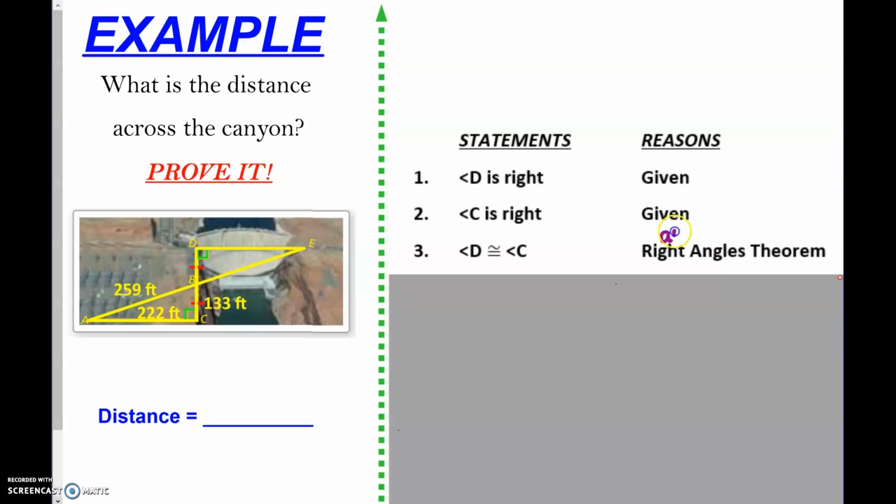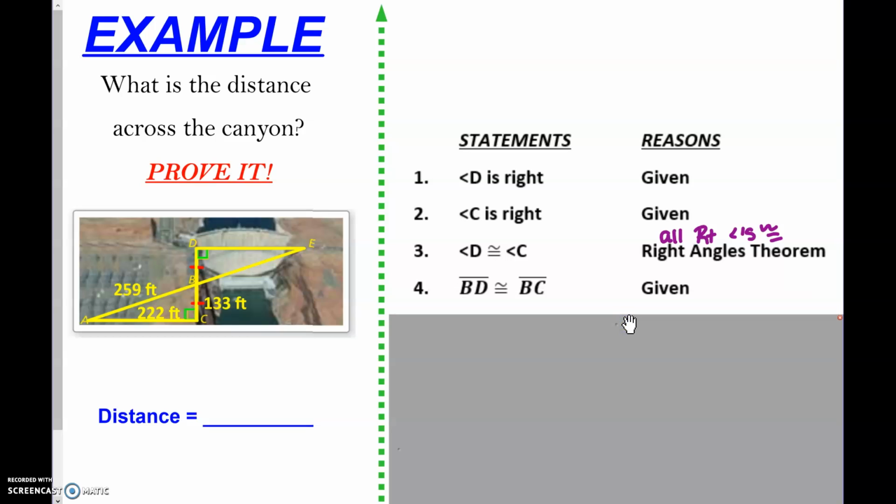I just write all right angles congruent. Okay, so either one will work. All right, so now the other thing I mentioned here is that DB is congruent to BC by given. Again, you could put that all in step one. It does not have to be its own separate thing.